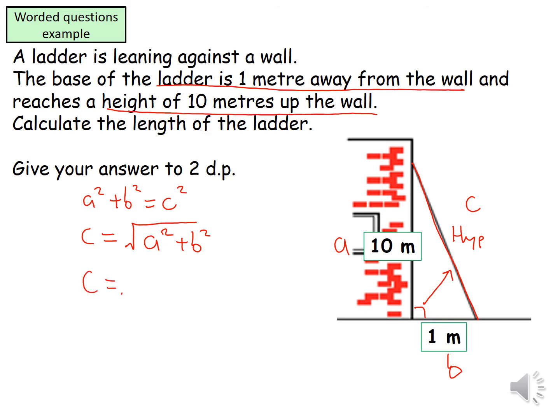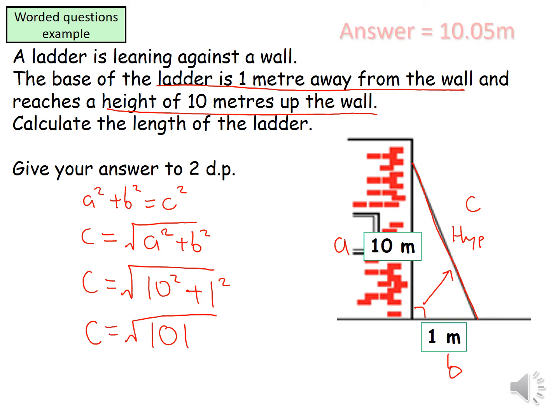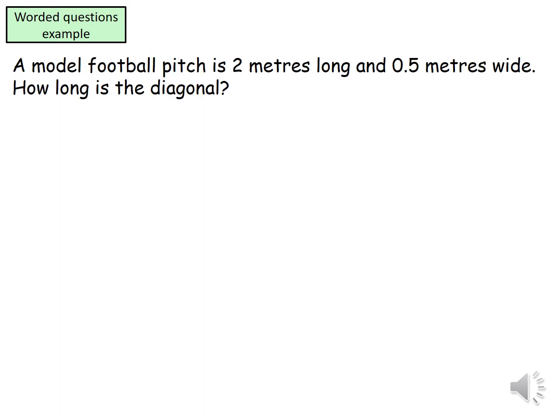Substitute our values into the equation. A is therefore 10 squared plus B, which is 1 squared, which will give me C equals square root of 101. You should get an answer of 10.05 meters. That is done to 2 decimal places. It's very important because the question says, please give your answer to 2 decimal places. Remember the units, meters.